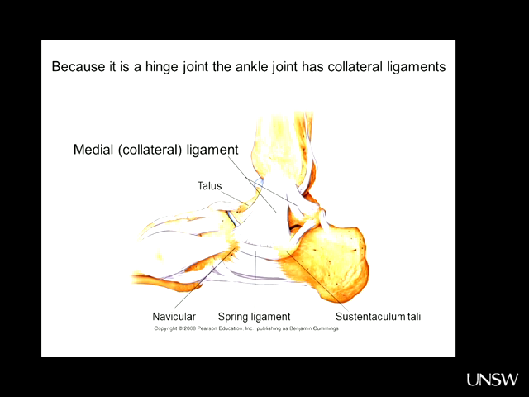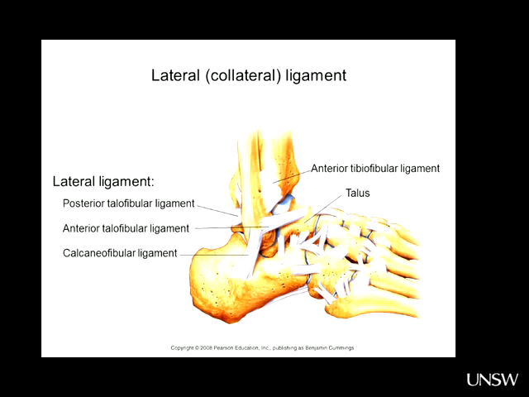Okay, so if we move on, this is the lateral ligament. Now the lateral ligament, rather than being a thick band that is just a thickening of the capsule, is made up of three separate bands, and collectively they form the lateral ligament of the ankle. So what we're going to do is to draw those.